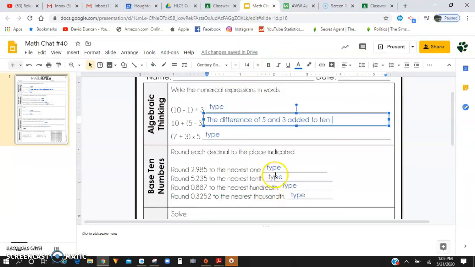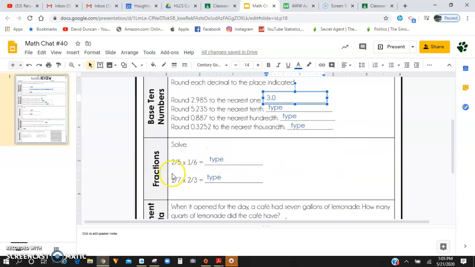Same thing. So make sure that when you guys are solving these, you are looking at the neighbor to the right, following the rule of 5 or more, raise a score, 4 or less, let it rest. Once you round to that place value, everything to the right of it becomes a 0. All right, down here for fractions, you're going to do some fraction multiplication. Remember, when you're multiplying fractions, you're multiplying across.